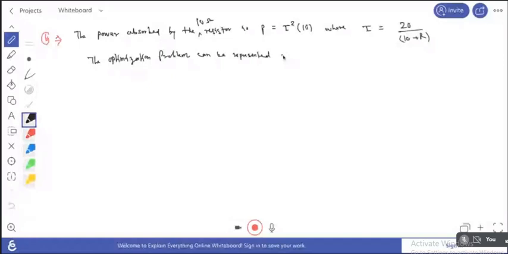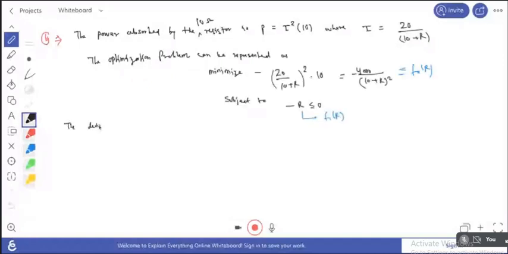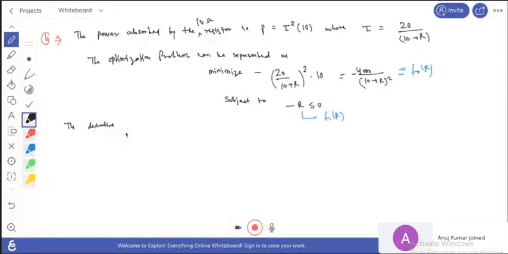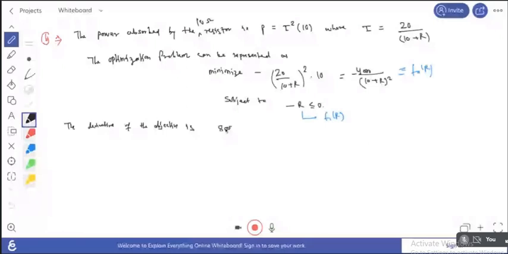Now this is your objective function, and here this is your inequality constraint. Now you have to find the derivative. What is the value of the derivative here? So the derivative equals, directly, 8000 upon (10 plus r) cube.